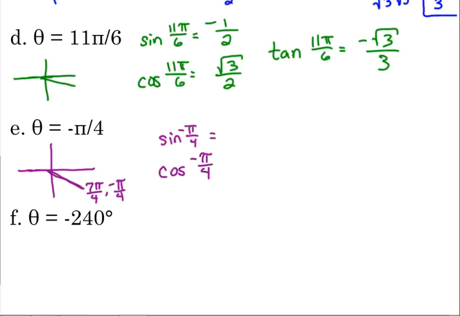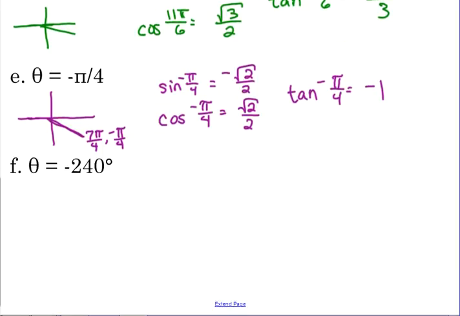Okay, pi over 4, that's the easy one. Sine and cosine always have the same value, square root 2 over 2. We are in the fourth quadrant, so positive x's, cosine is positive, negative y's, sine is negative. So tangent of negative pi over 4, they are the same number. One of them is negative, so it's negative 1.